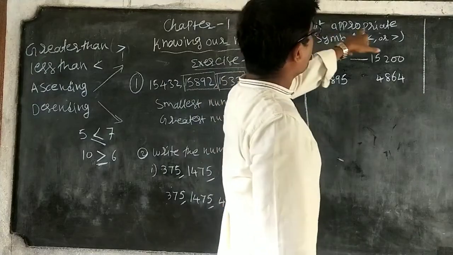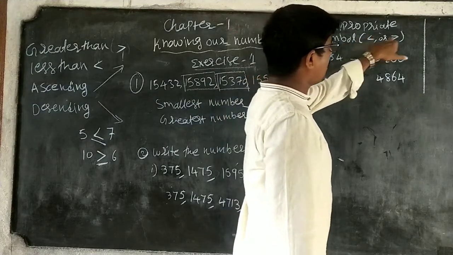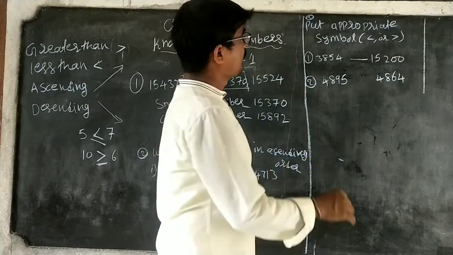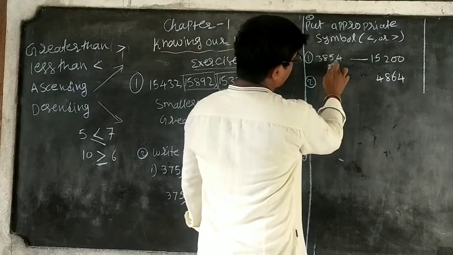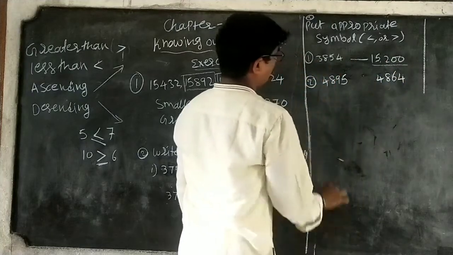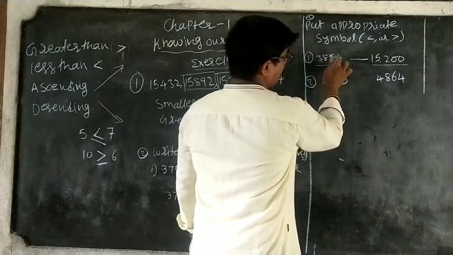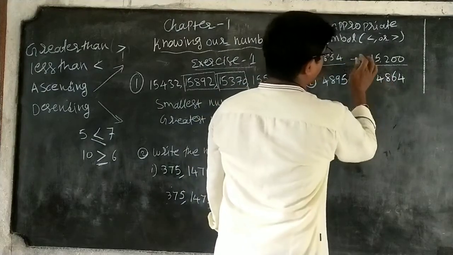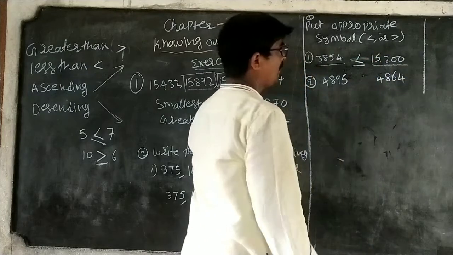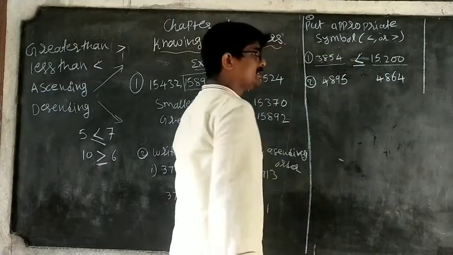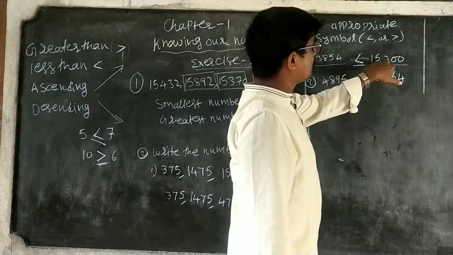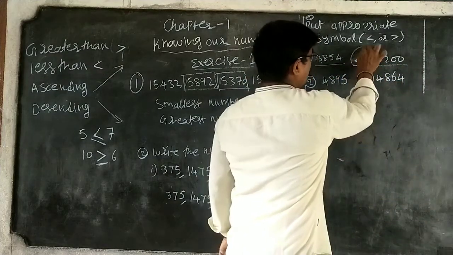Third or fourth: put the appropriate symbol, less than or greater than. First, observe here. 3,854, 15,200. In this, which is big? 15,200 is the big one. That means 3,854 is less than 15,200.